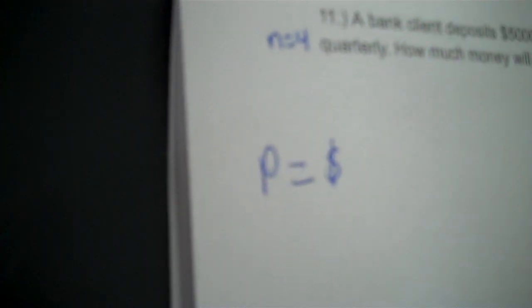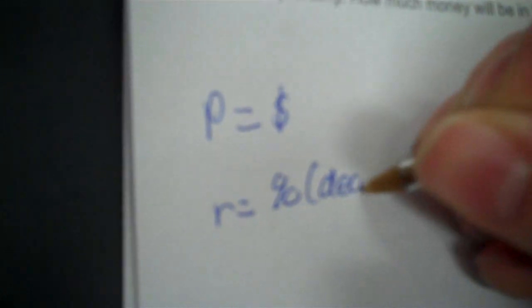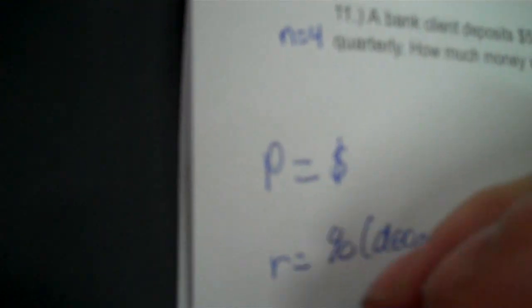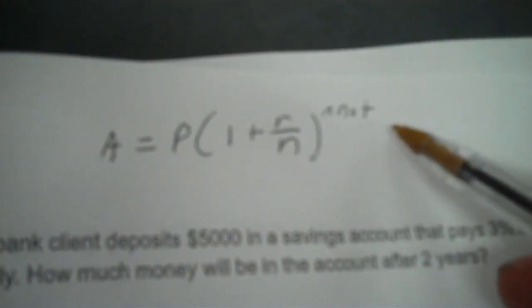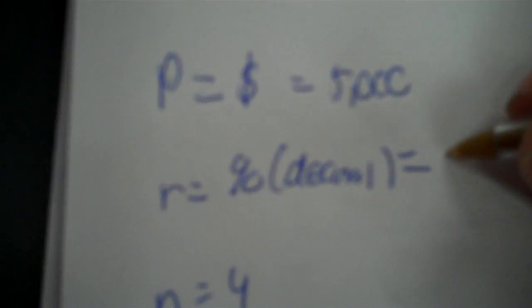So P is your money that you deposit, okay? R, that's your percent as a decimal. And we already know that N equals 4, and then T is how many years that we have. Okay, so P is 5,000. R, you don't just put 3. You need to make your 3% a decimal. So once, twice, that's 0.03. And we already know N is 4, and T is your years, which equals 2.